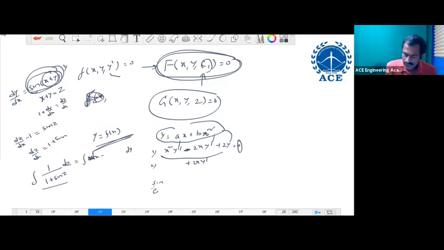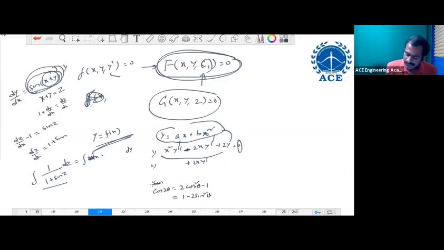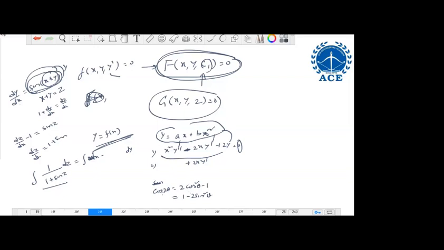Now, cos 2 theta equal to 2 cos square theta minus 1, or 1 minus 2 sine square theta. Right? Yes, sir. And this is sine only. We cannot write this as sine z.